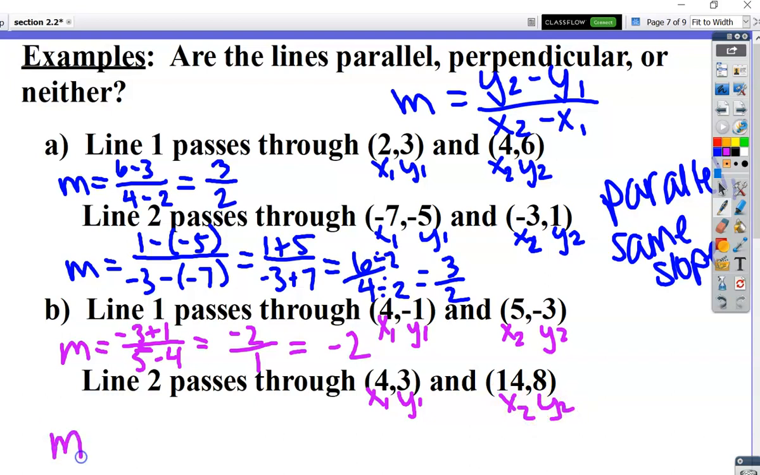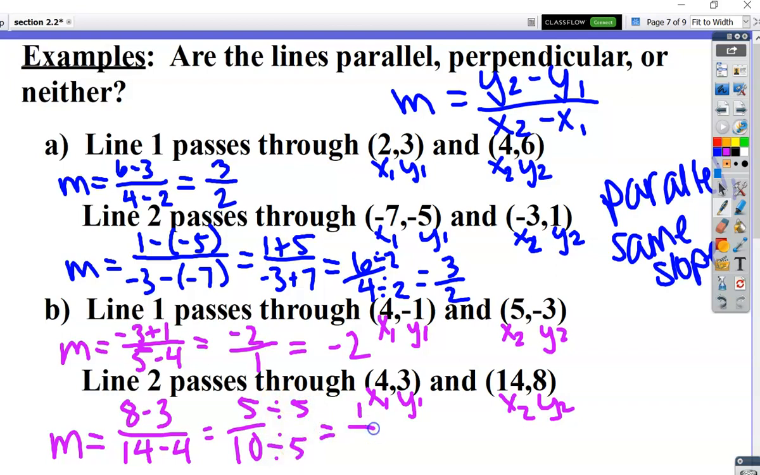For the second line, it passes through 4, 3, and 14, 8. Plug it in. 8 minus 3 over 14 minus 4. We simplify to 5 over 10, which again doesn't look like either right now, but remember 5 and 10 can both be divided by 5. So you always want to reduce if you can. We have a slope of 1 over 2.